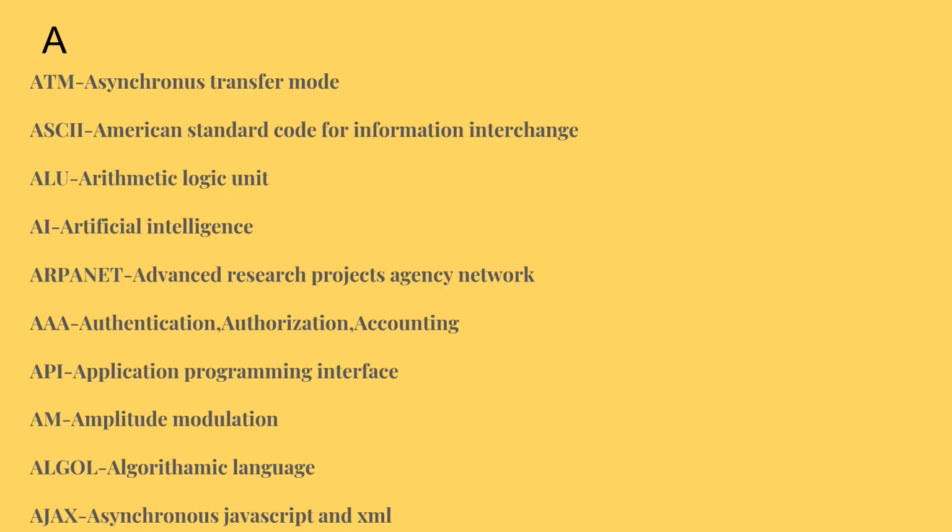Next is AAA. This refers to authentication, authorization, and accounting. It is used to refer to a family of protocols that mediate network access. API, Application Programming Interface. It is a computing interface which defines interactions between multiple software intermediaries. AM means amplitude modulation. This is a modulation technique used in electronic communication for transmitting information via a radio carrier wave.